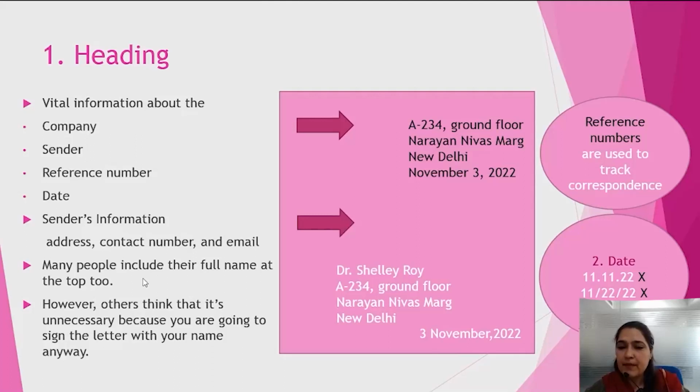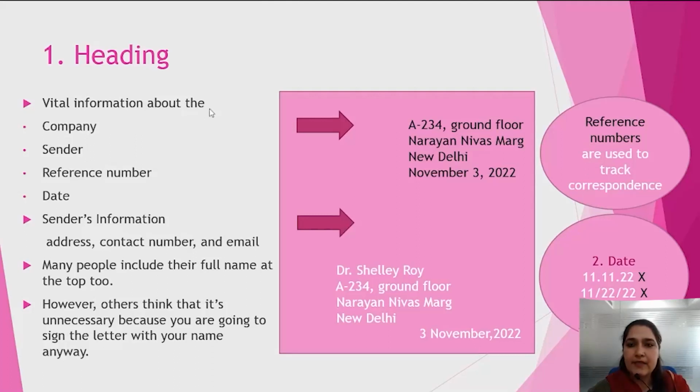Now many people include their full names at the top too. This is an example where we can see Dr. Shelley Roy, and then the address follows in 2 lines, and then the city. So these are the 2 ways in which the address of the sender can be written. Many times people avoid the name here because the sender's name will automatically come at the end when we are closing the letter. So we can use both the forms. Whatever appeals to you, you can use.